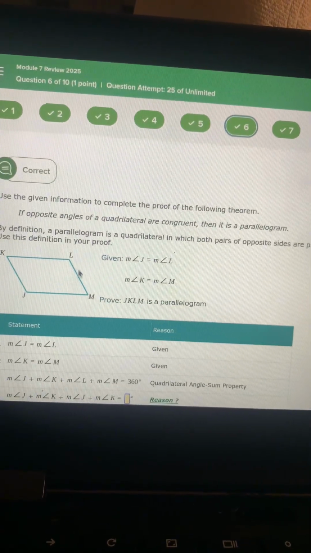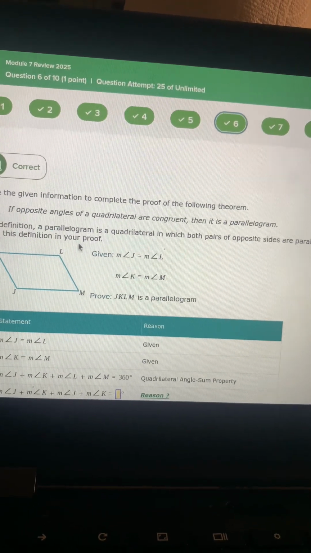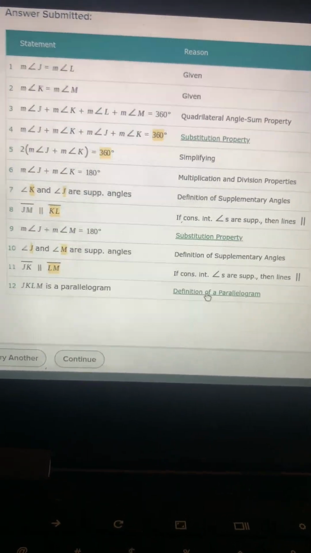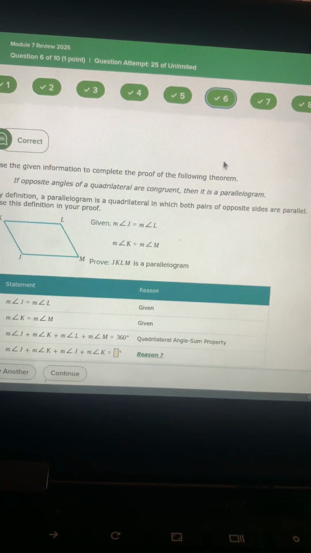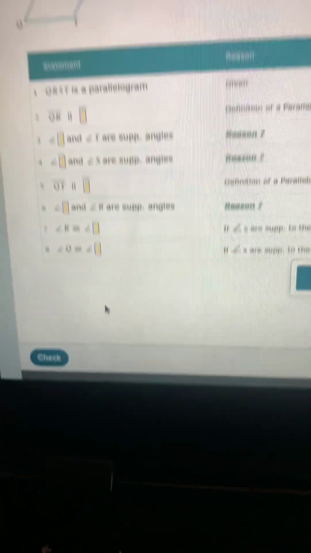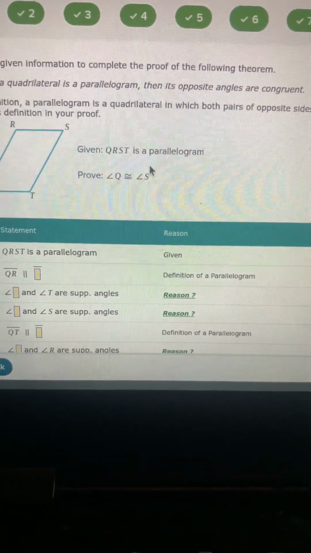So it's going to be like JK is going to be this one, so it's going to be LM, and if it was KL, it's going to be JM. For the last one, it's just definition of parallelogram. The next one, on the other side, is also pretty easy. You just lock in. This is basically part 2 of number 6.